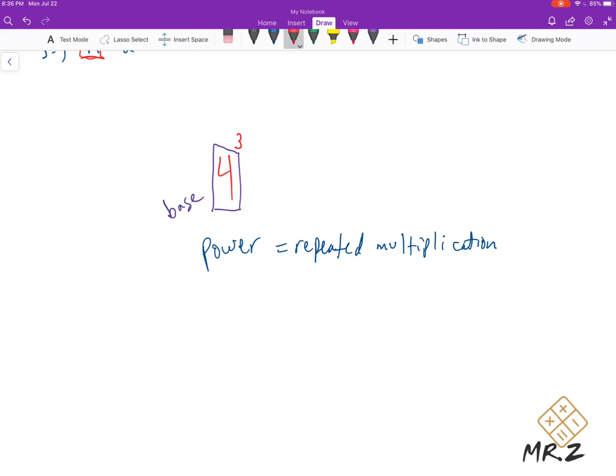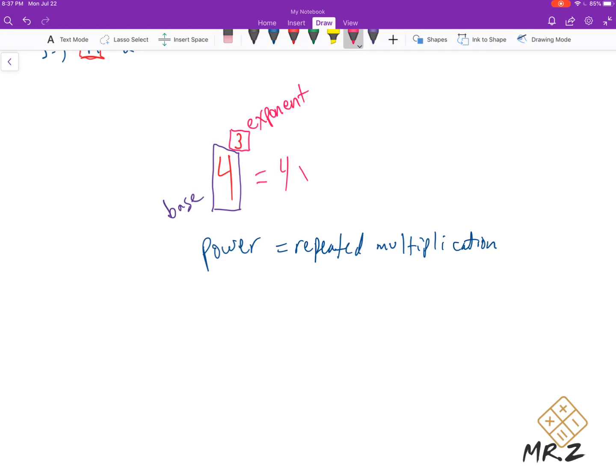And then this number, this tiny number up here, is called your exponent. So just know the difference between your base and your exponent. Now, repeated multiplication means you take your base, and that's the number you're going to repeat. That's the number you're going to multiply by itself. And the exponent is how many times you're going to multiply that number by itself.